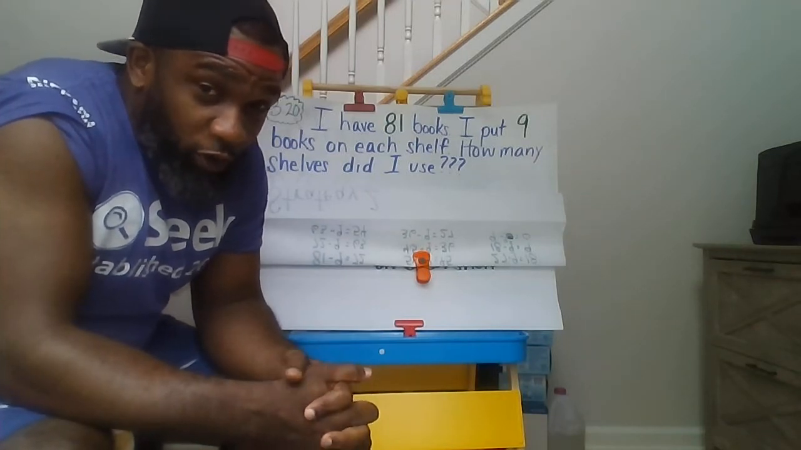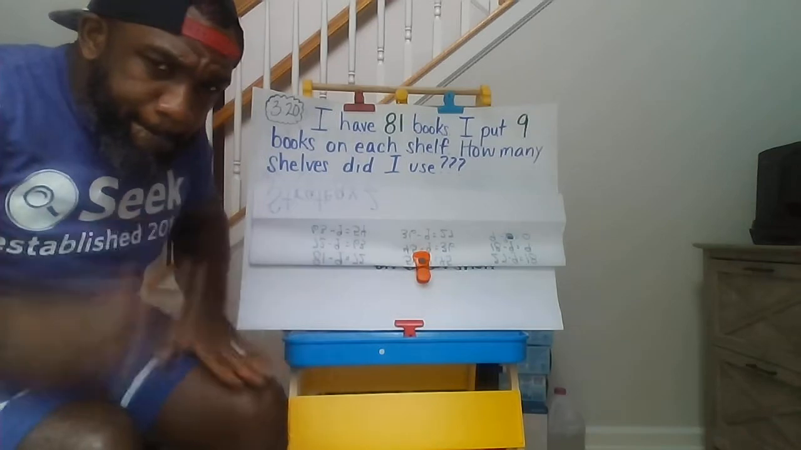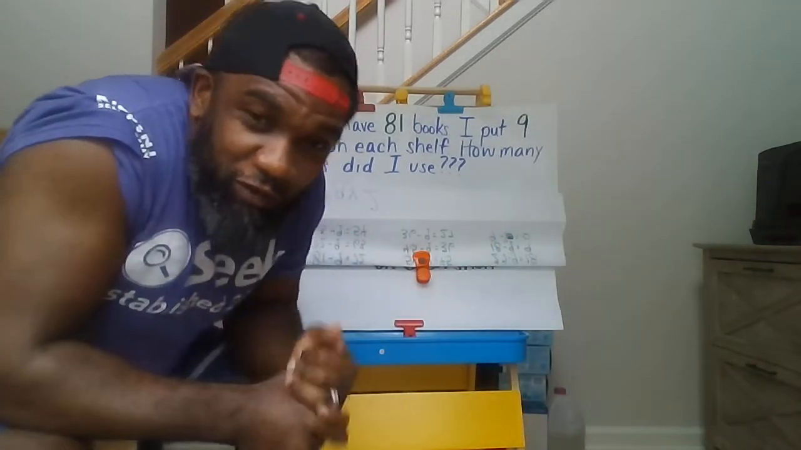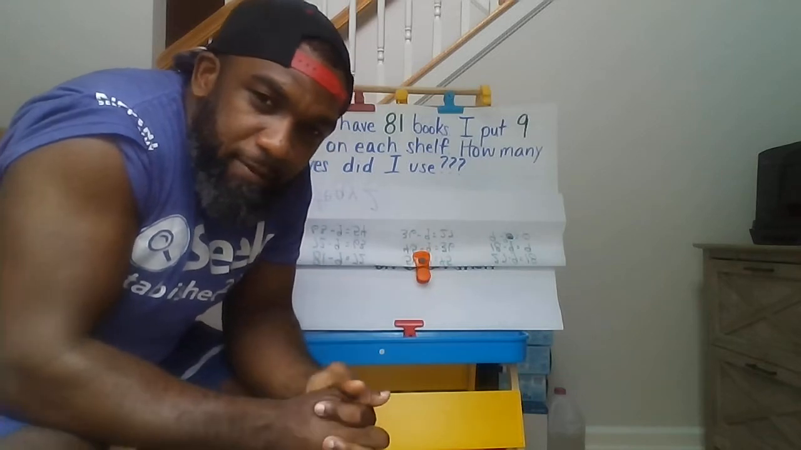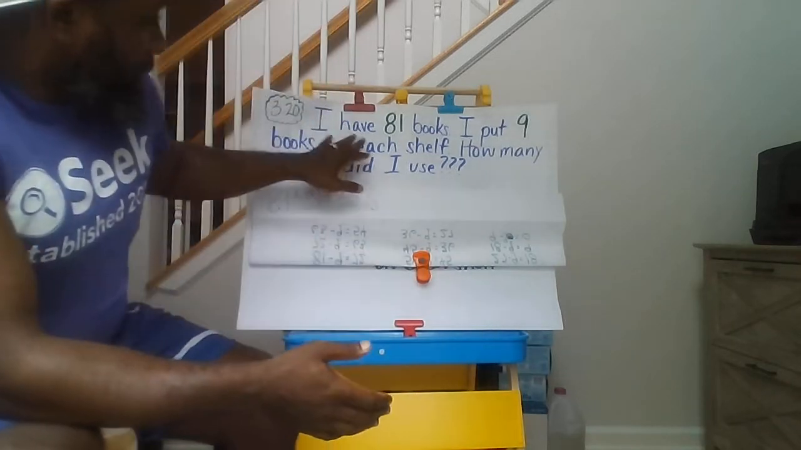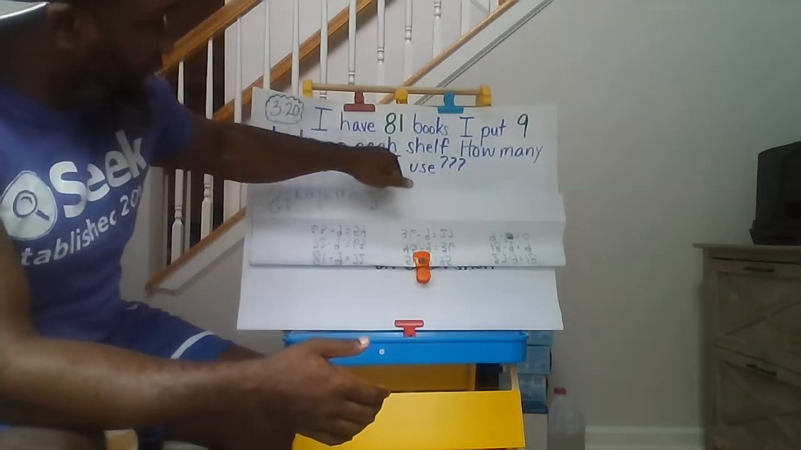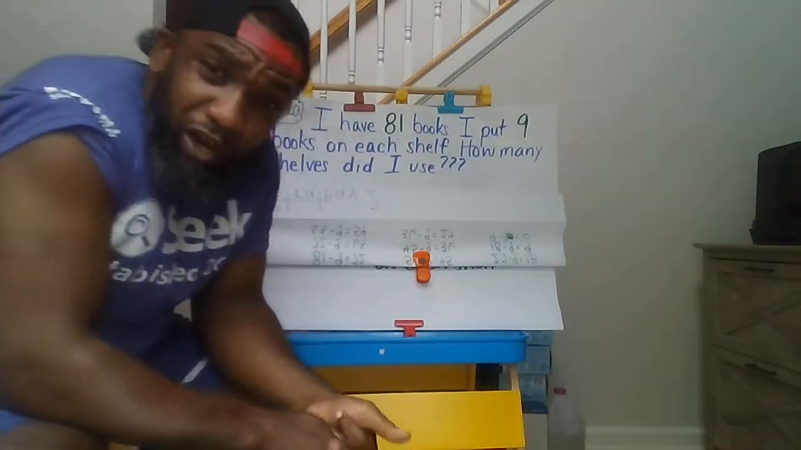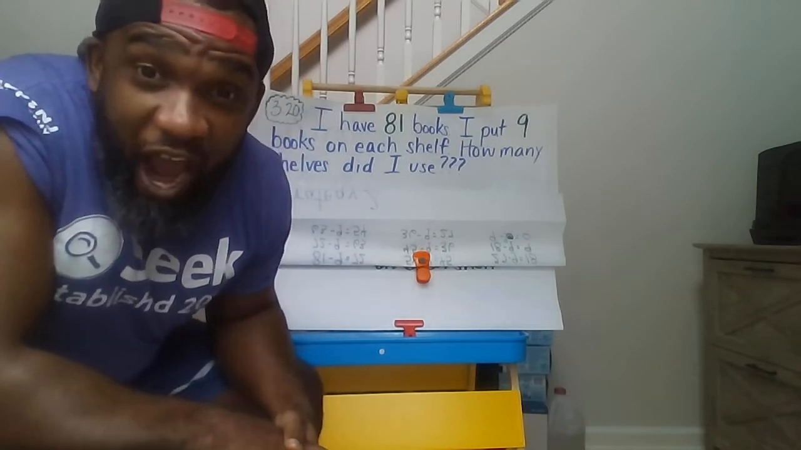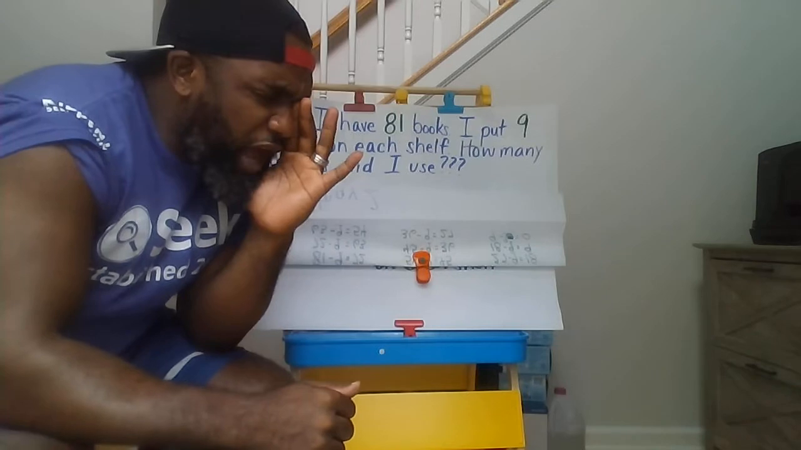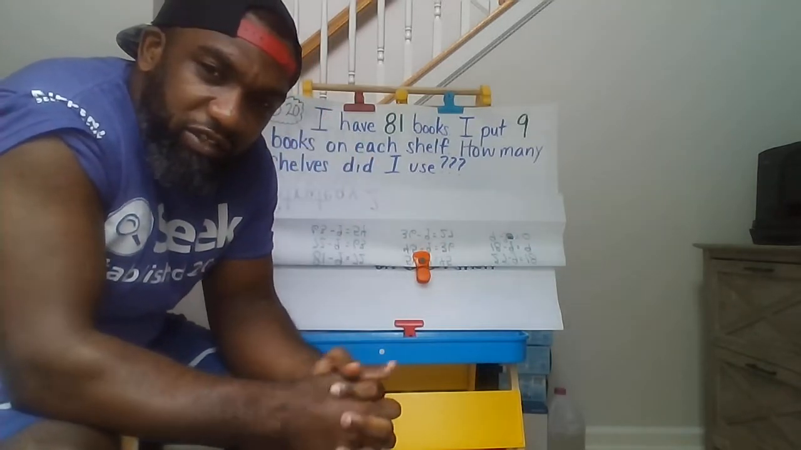All right, are you ready for our answer? Drum roll. 9 shelves! You are absolutely correct. I have 81 books, and I put 9 books on each shelf. How many shelves did you have to use? 9 shelves. Say, oh yeah, oh yeah. Now, let's debrief our strategies.